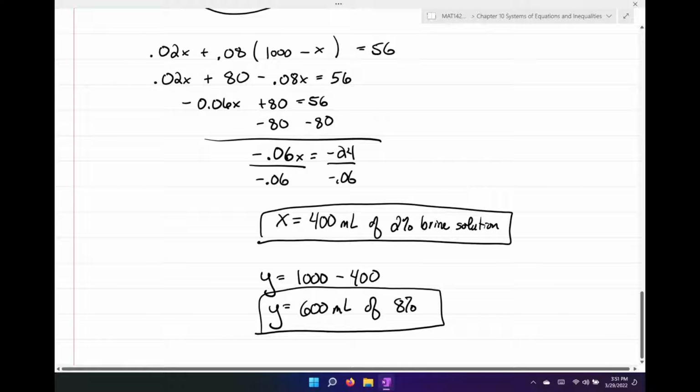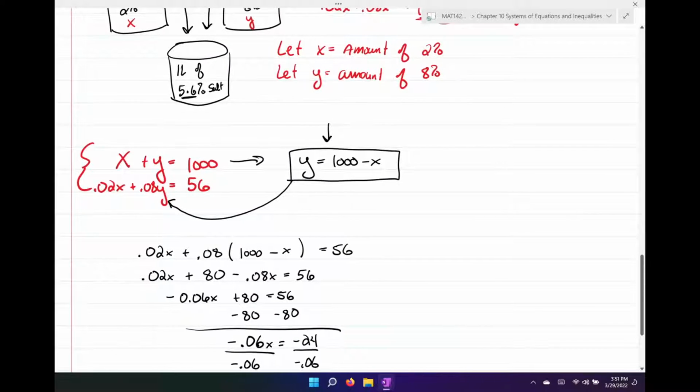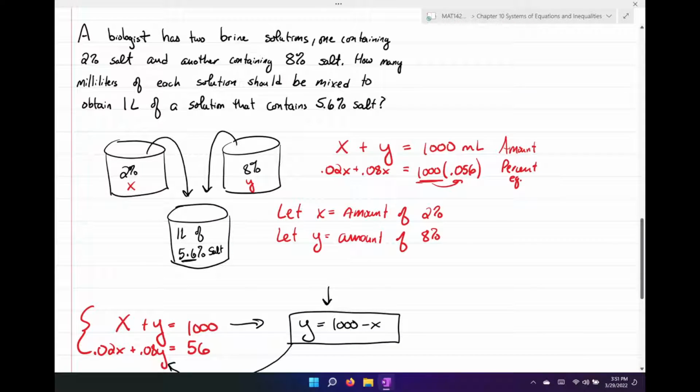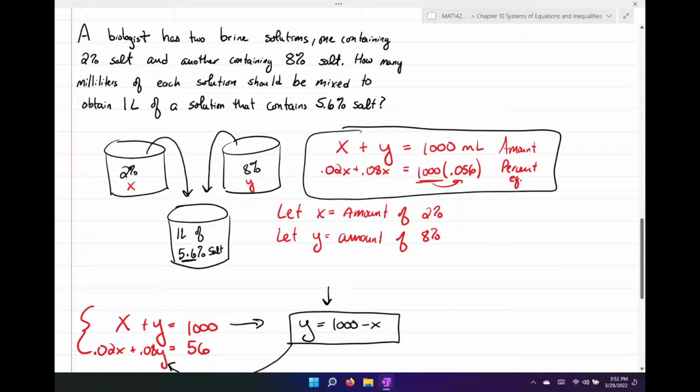That's how we solve these problems. Honestly, the hard part, just like any other word problem, is to think about what's happening here and set up your system. But once you get your system set up, like we have right here, it's kind of downhill from there. So let's go ahead and look at the next example I have for us.